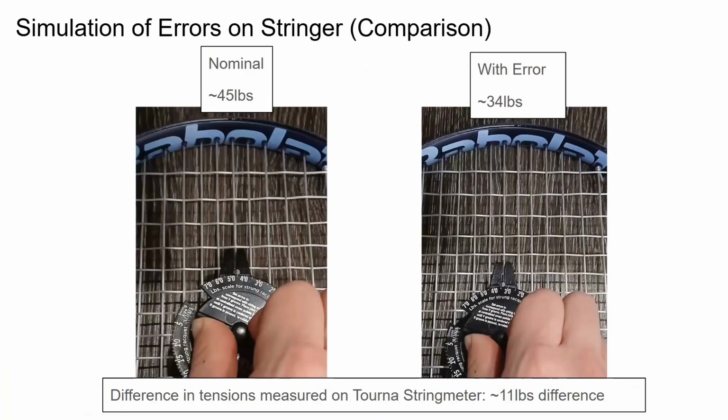After stringing each racket, I measured with the Turner string meter. The nominal racket had a tension of 45 pounds, and the error racket had a tension of 34, resulting in a difference of 11 pounds.